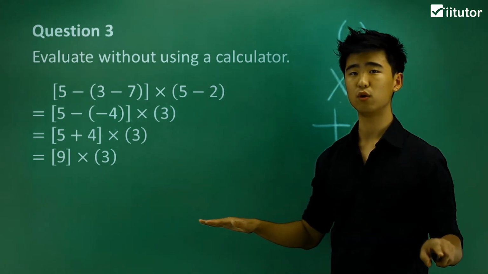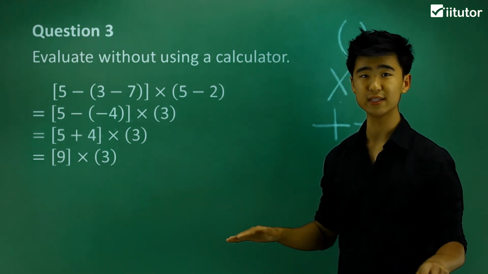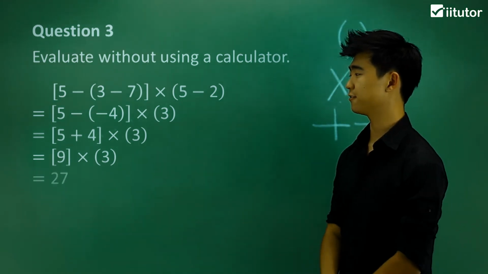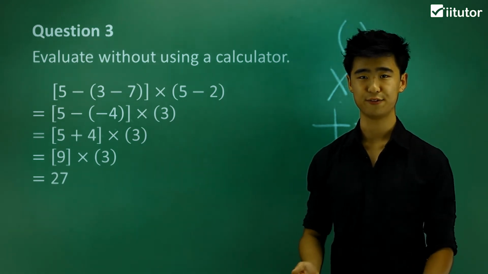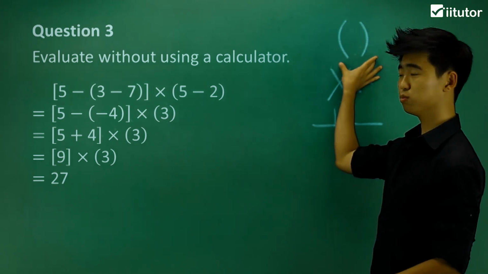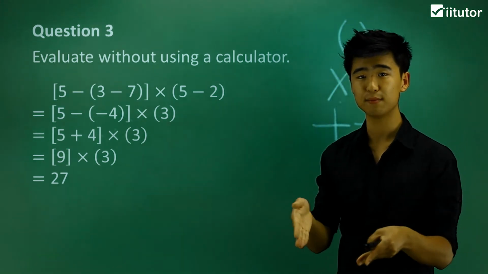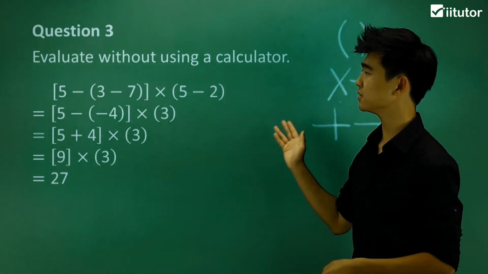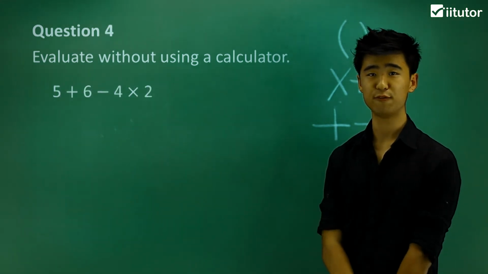So once we're done with all of my brackets, then let's just calculate what we have left, okay, which is 27. Okay, so this is an example of having multiple brackets, okay, and we're going to do the innermost bracket first. Let's move on to question number 4.